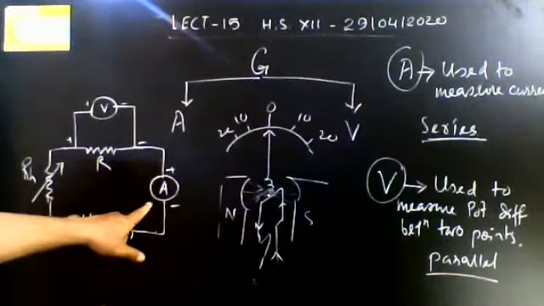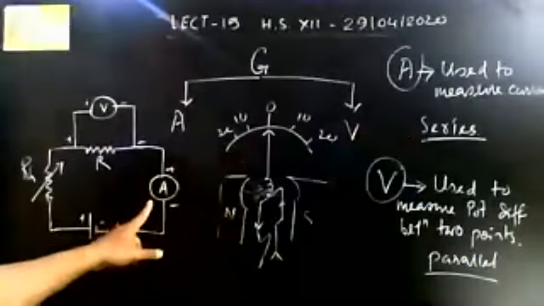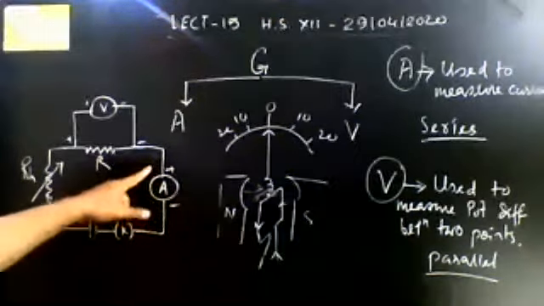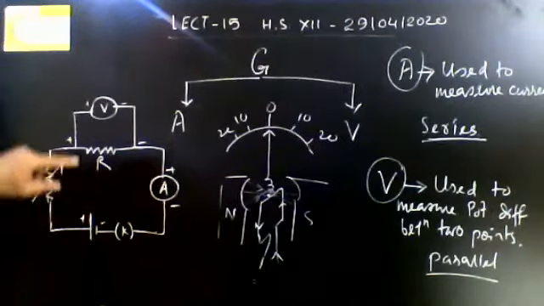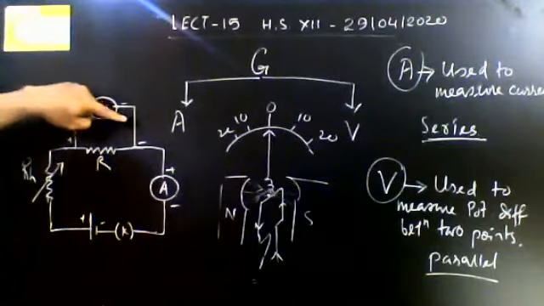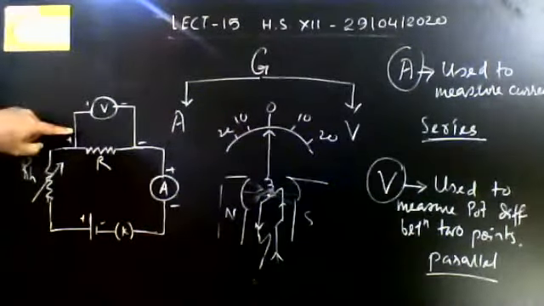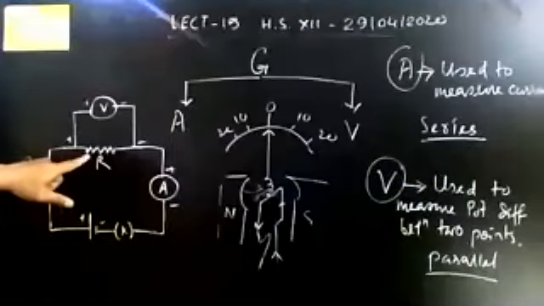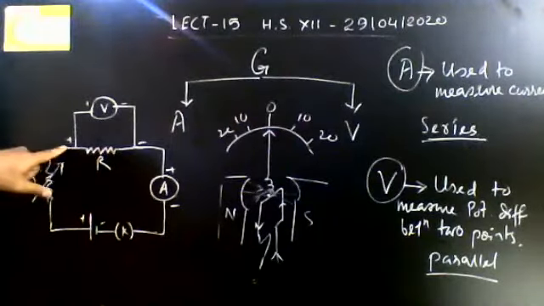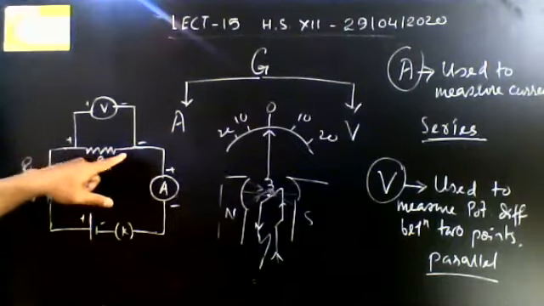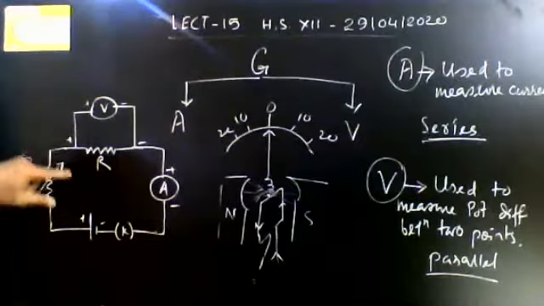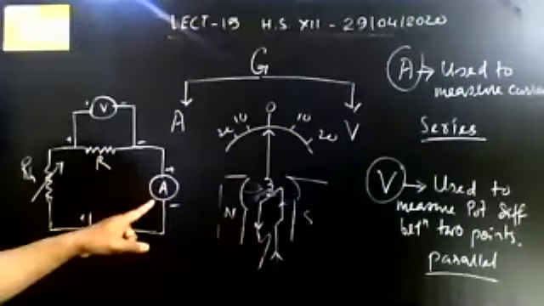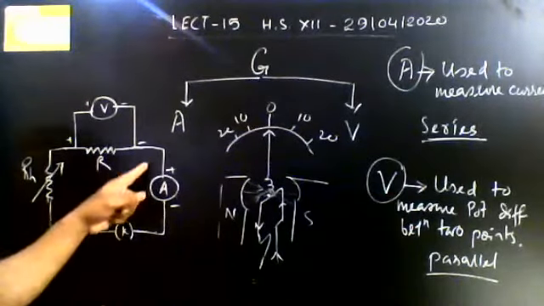So you see, the ammeter is connected in series. This is a series connection, so all the current in the circuit should pass through the ammeter. But the voltmeter is connected in parallel, so it does not require that all the current pass through the voltmeter. This is a resistance, and this is another way that current can pass through it, right? So it is not necessary that all current in the circuit should pass through the voltmeter. But here, all currents in the circuit should pass through the ammeter.